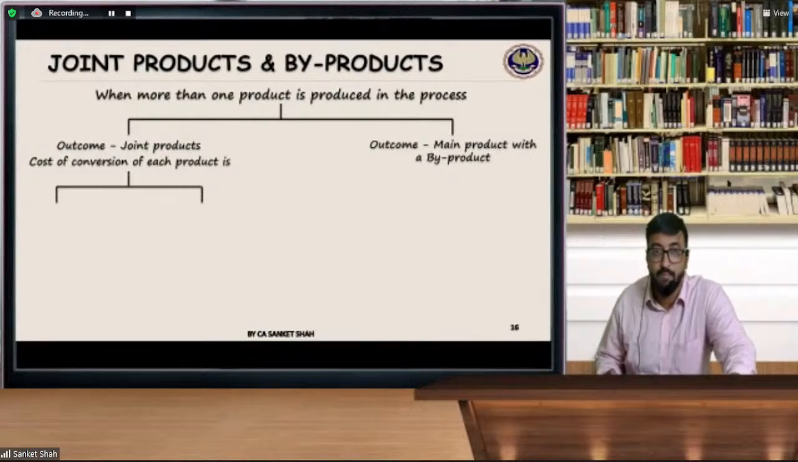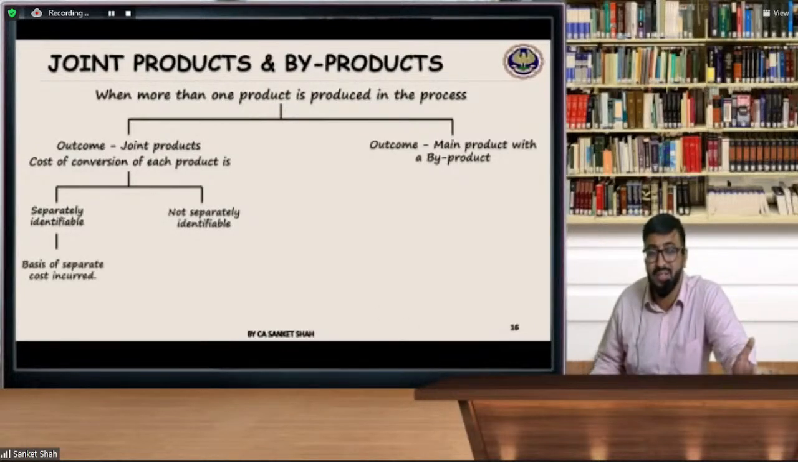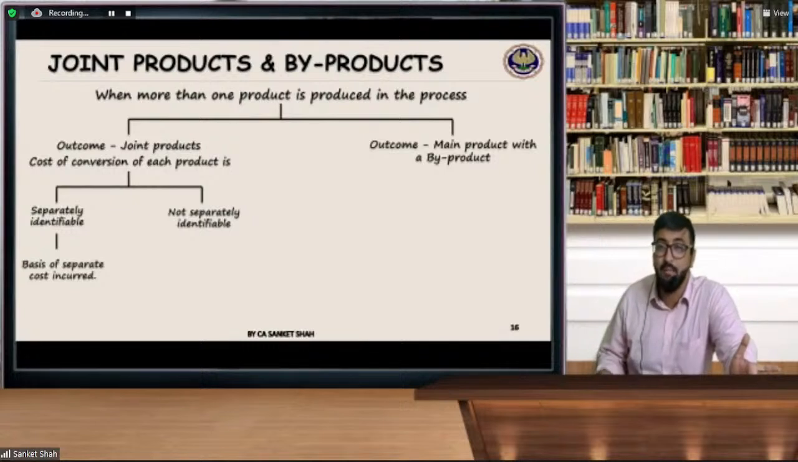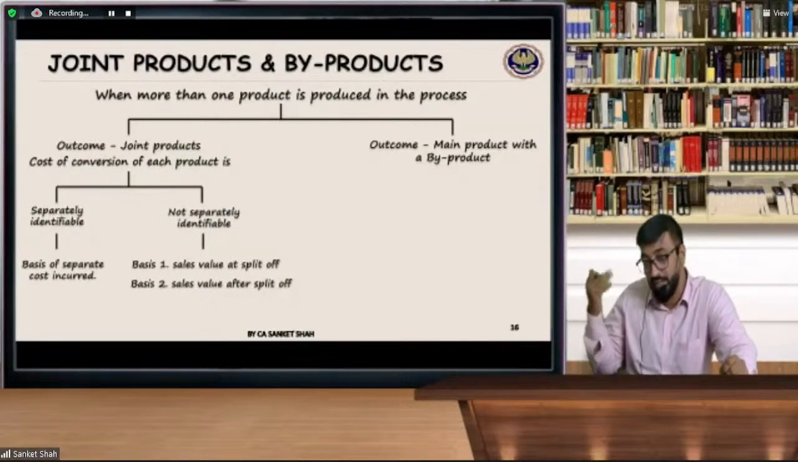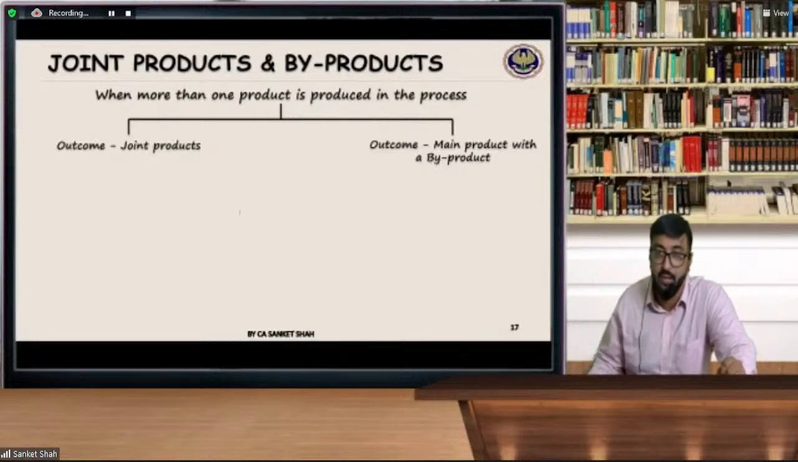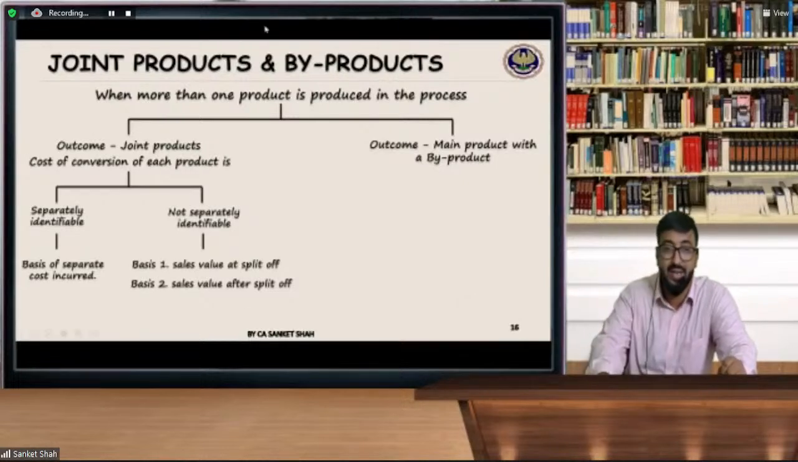So joint products, cost of conversion of each product is there, and outcome, main product with a byproduct. Here joint products are separately identifiable and not separately identifiable. If separately identifiable, then the separate method is there, but when the product cannot be identified, we use market value at split off point. That is basis number 1. And if that is not allowed, if basis 1 is not there, then you can follow sales value after split off, that reversal method, that is net realizable value method.